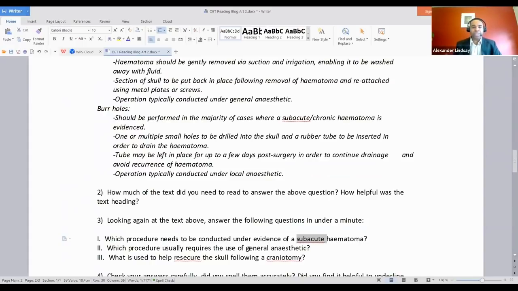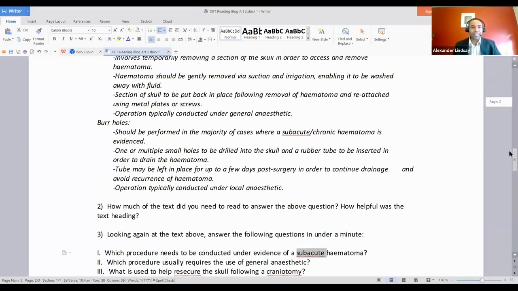Number 2, which procedure usually requires the use of general anesthetic? Let's see what people have said here for number 2. Okay, so 2, craniotomy. I can see here, yep, and Hind is saying craniotomy as well. Okay, great. So we've got one person who spelled it graniotomy. That might have been a typo, but remember in the real exam, it has to be correct spelling in order to get the mark.